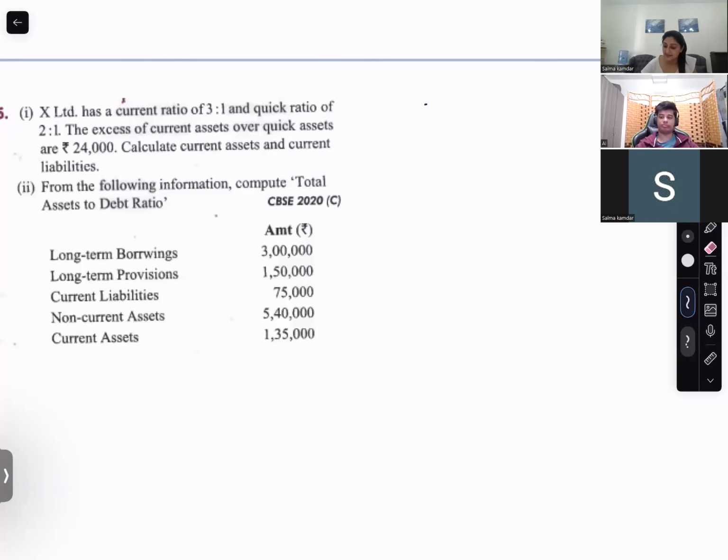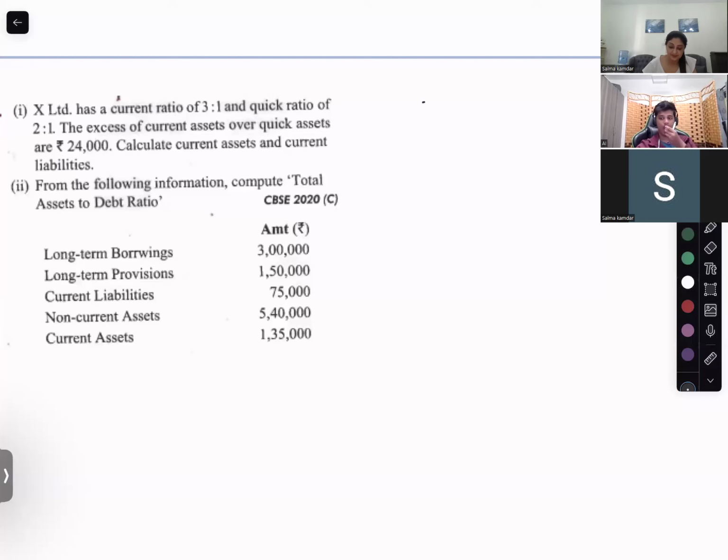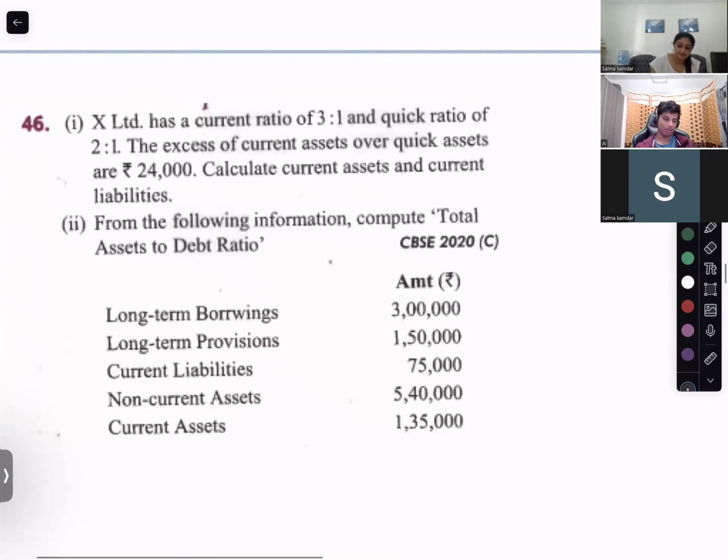So we are doing CBSE ratio questions. Let's take this question. What are we asked to calculate? We have to calculate current assets and current liabilities.